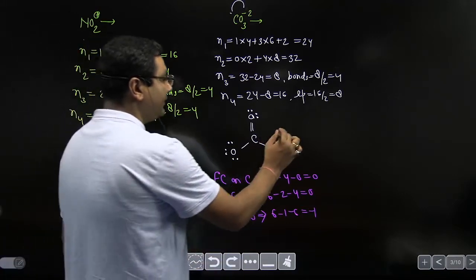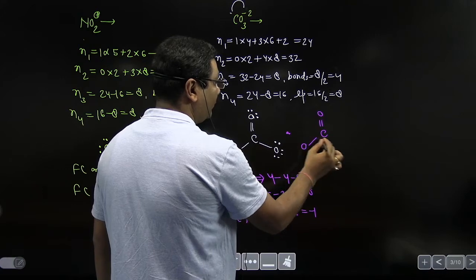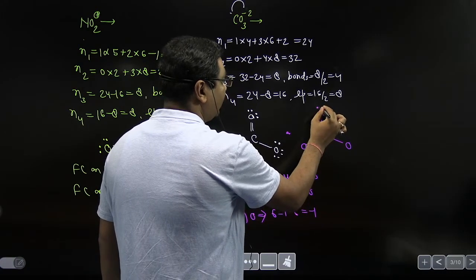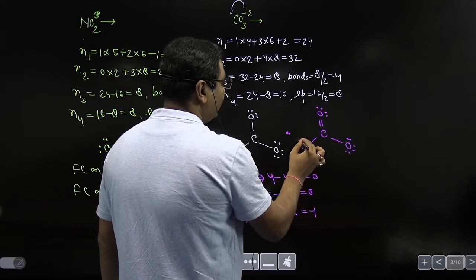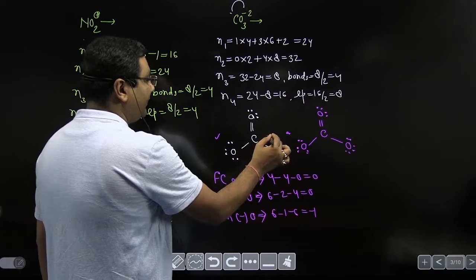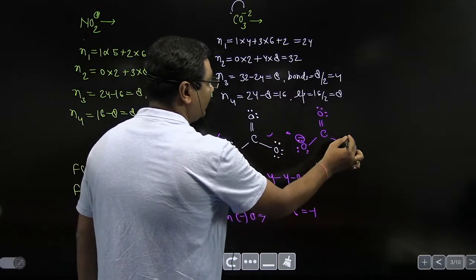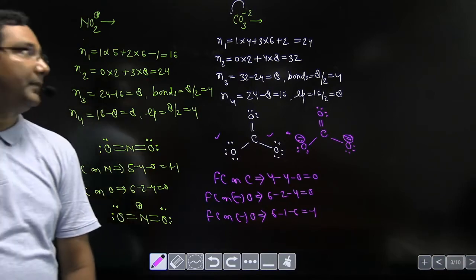Now we can draw the structure of CO3 minus 2 like this. This is C double bond O, this is O, this is O. This oxygen contains 2 lone pairs, this oxygen contains 3 lone pairs, this also contains 3 lone pairs. But this single bonded oxygen has a formal charge of minus 1. So this is the structure of CO3 minus 2.